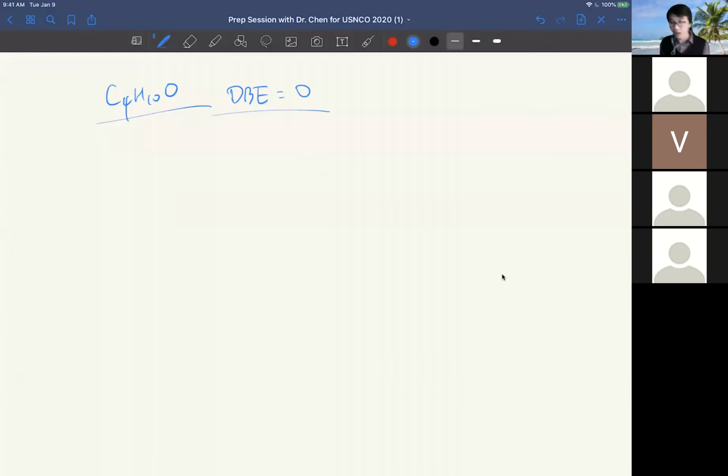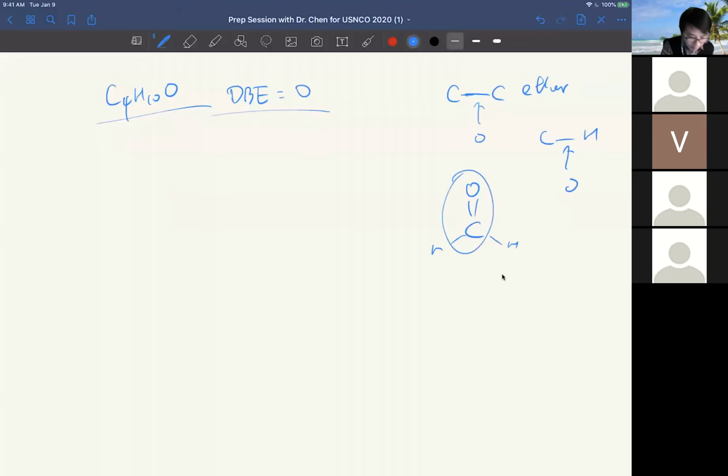I need to tell you, the oxygen is not counted in calculating the DBE. If the oxygen makes 2 single bonds, it is inserted either in a C-C bond, which makes an ether, or in between a C-H bond, which makes an alcohol, right? If the oxygen is bonded with carbon by a double bond, it will reduce 2 hydrogens. So the DBE will be reflected by the number of hydrogens.